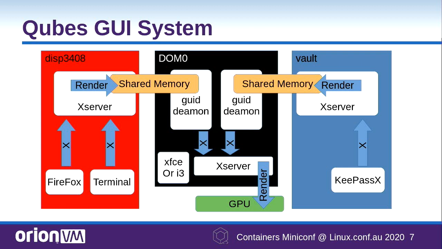Once the image has been generated, a client in dom0, called the GUI daemon, or GUI D, will see that it's there. It will take that image and then forward that to the Xserver in dom0. So essentially what this allows you to do is stitch together programs that are running in separate virtual machines into one unified desktop.